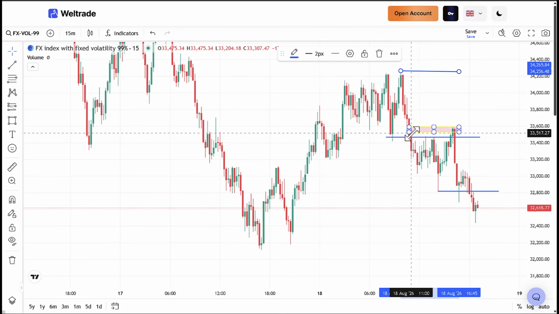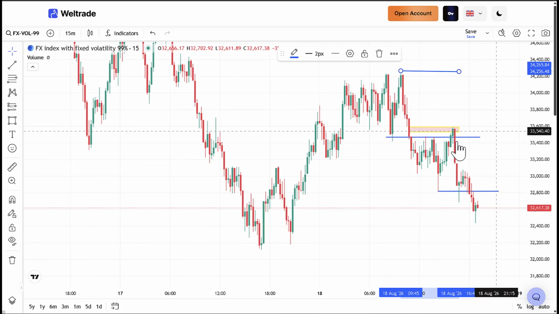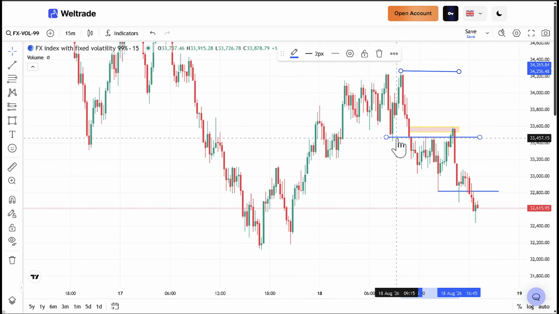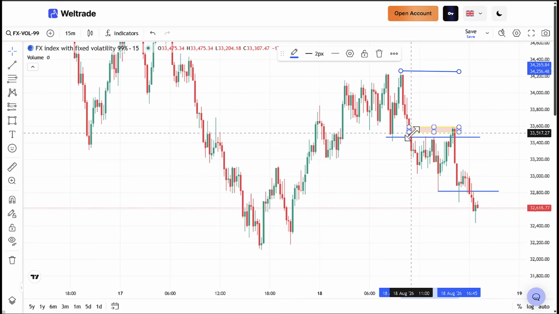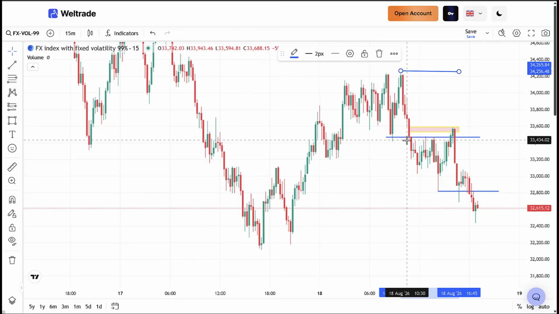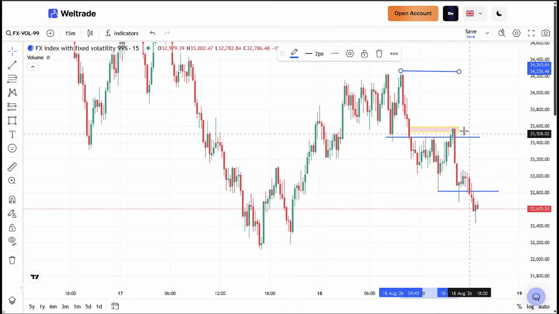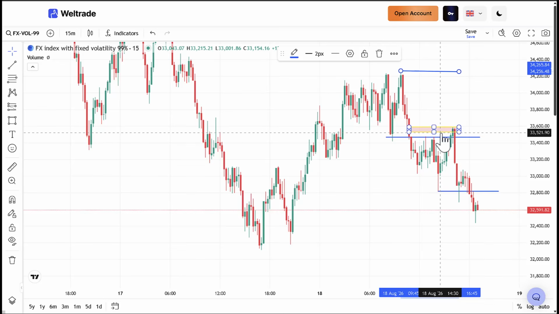When price breaks this particular low, go to the 1-minute time frame, right, and look for an order block that is responsible for this break that you see on the M15. On the M1, that particular order block will be very visible, and that is the order block that you are going to be using. And remember, here we are using a chart from WorldTrade, and these are synthetic indices, and this particular one that I'm showing you is the FX Volatility 99, abbreviated FX VO 99.